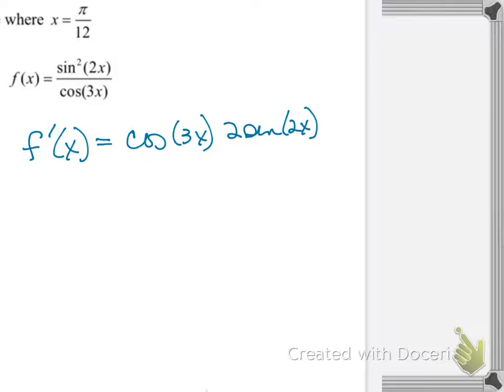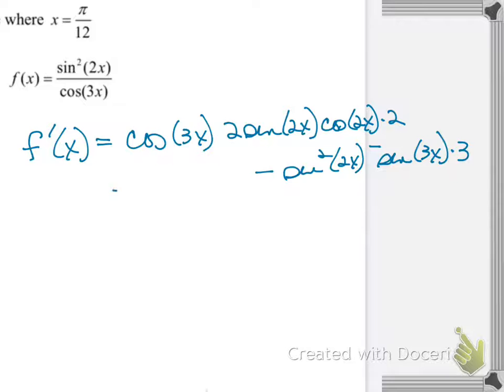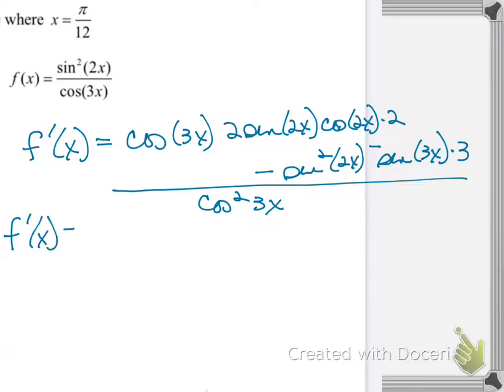The derivative of sine 2x is cosine 2x times 2. And then minus, so that was low d high, minus high d low. So I have sine squared 2x. So the derivative of cosine is negative sine 3x times 3, all over cosine squared 3x. Okay, so let's start maybe writing a little smaller and cleaning things up.